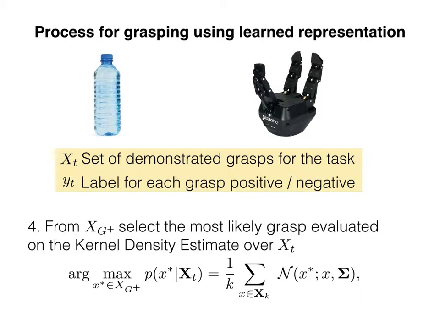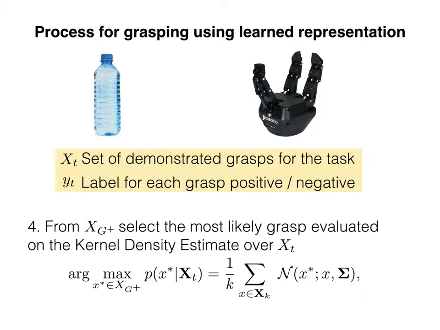So for each of the grasps in xg plus, we compute the probability conditioned on xt, but we make the conditioning independent of all but the k closest members to the point that we're trying to classify. And then we pick the best one for that grasp.